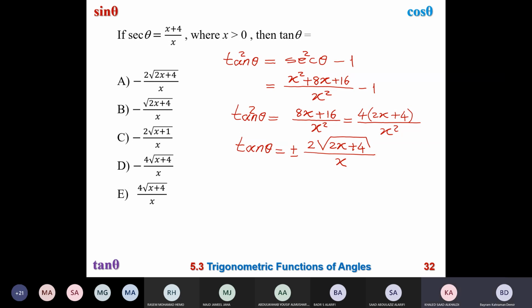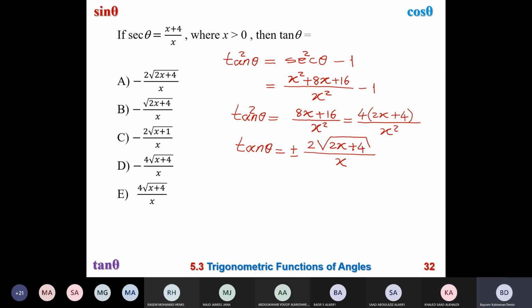All right. Well, I need to decide. How do we decide? There is no coordinate given. Let me see. Where is the theta? Let me read the question again. Can I have any idea about the location of theta?